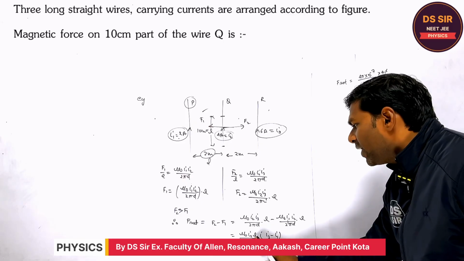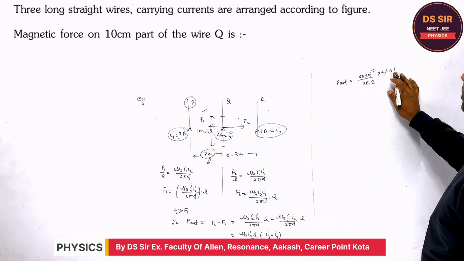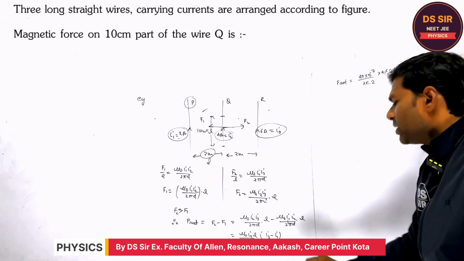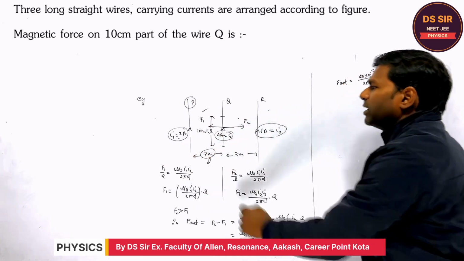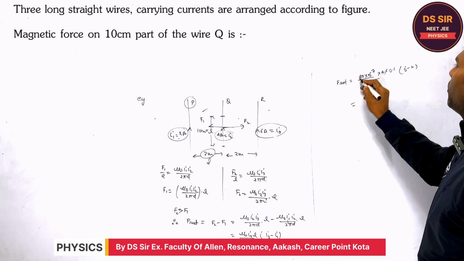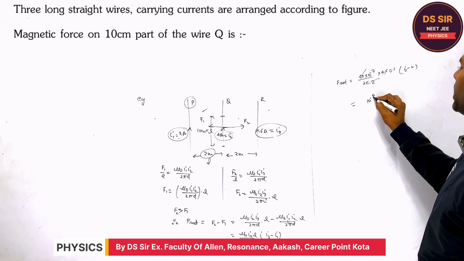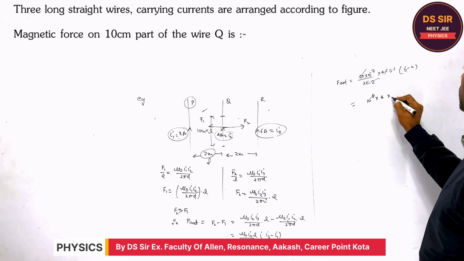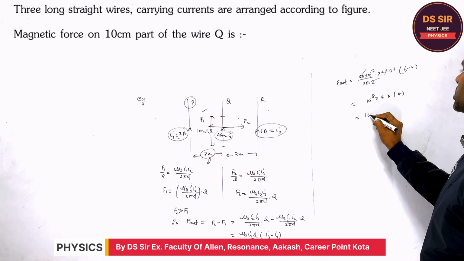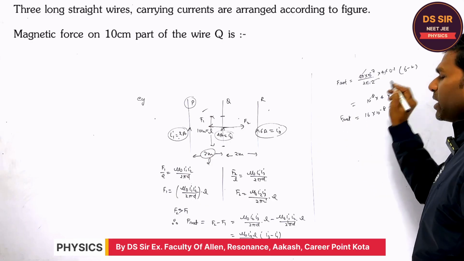And what is the value of L? 0.1 meter. 10 centimeter means 0.1 meter. I3 minus I1, 6 minus 2. Right, so this 4 pi will cancel out. 0.1, it becomes minus 8 into 4 into 4. 16 into 10 to the power minus 8 Newton is the correct answer.